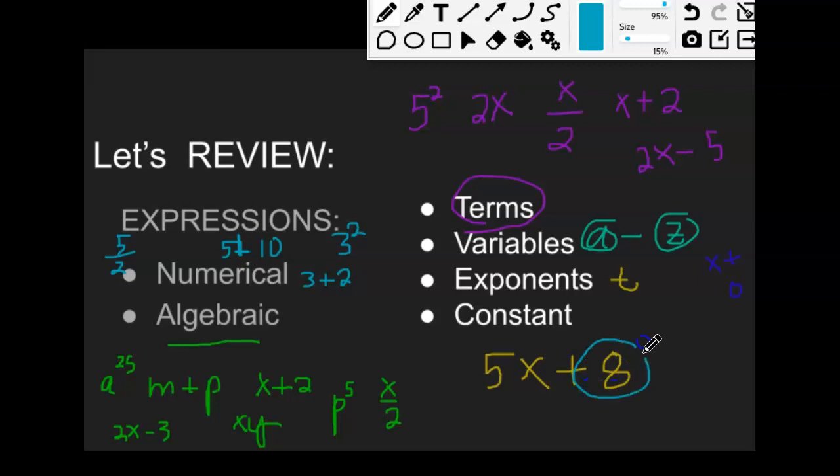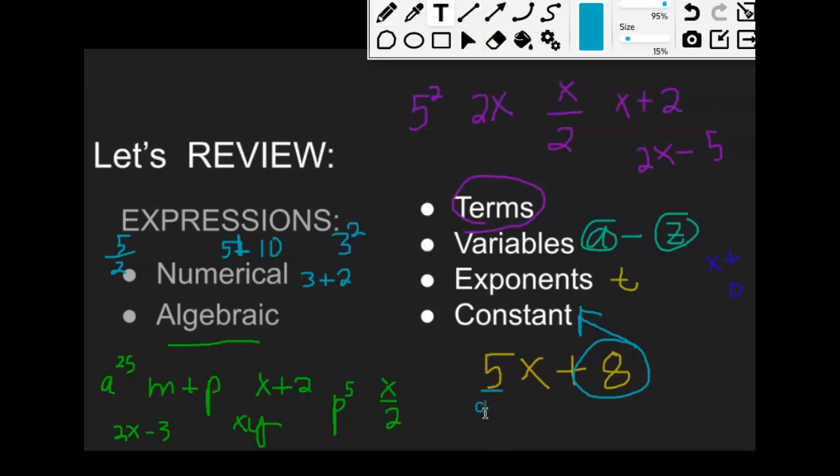Alana, repeat what you said before. The 8 is constant. Yeah, a constant is a term in an expression that does not change. So 8 doesn't change. 8 will always be 8. But if you put 2 as a value of x here, then 5 will change to 10.